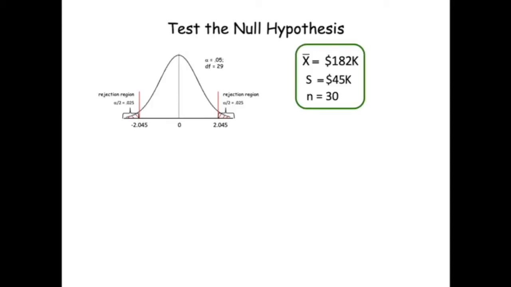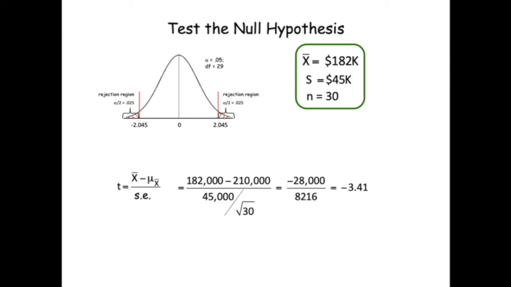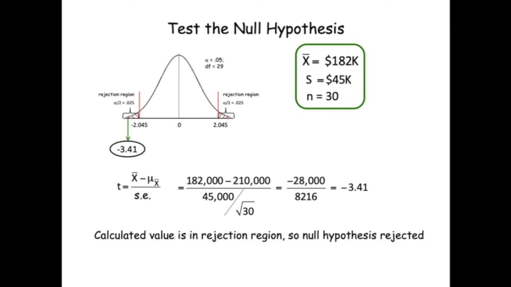Now we collect the data and find a mean purchase price of $182,000 with a standard deviation of 45,000. The t-test tells us how far away, in standard deviation units, our sample mean is from the mean of the distribution representing all possible sample means when the null hypothesis is true. Plugging in the data, we get a test statistic value of minus 3.41. This value falls within the rejection region, so the null hypothesis is rejected.